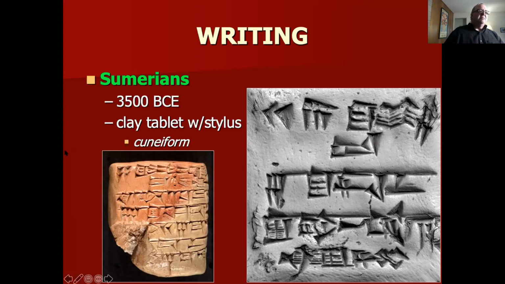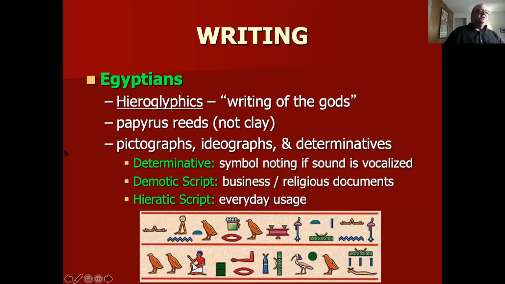Not unlike paper. You get to the Egyptians, and they developed something called hieroglyphics, which we call writing of the gods. But they used papyrus reeds. They put reeds together, and it was much more portable. In fact, the word paper comes from the word papyrus, and they didn't use clay. They used papyrus, which could be put into scrolls, things like that.